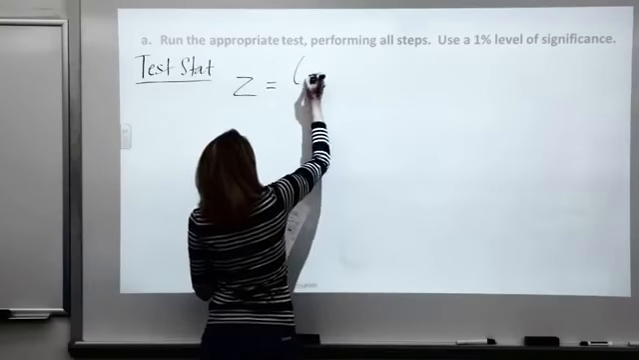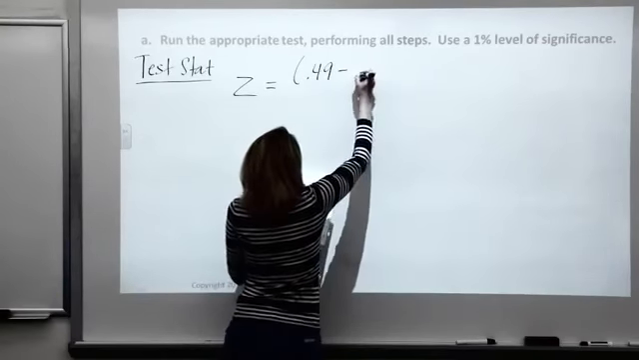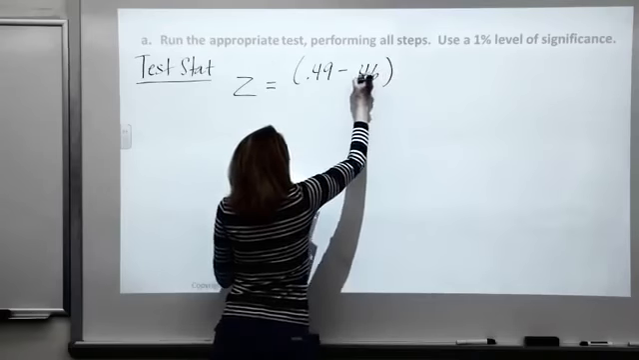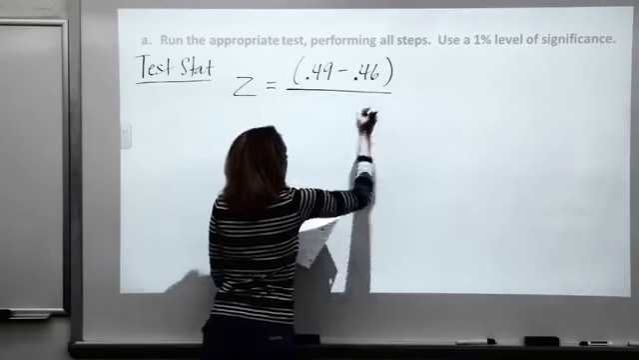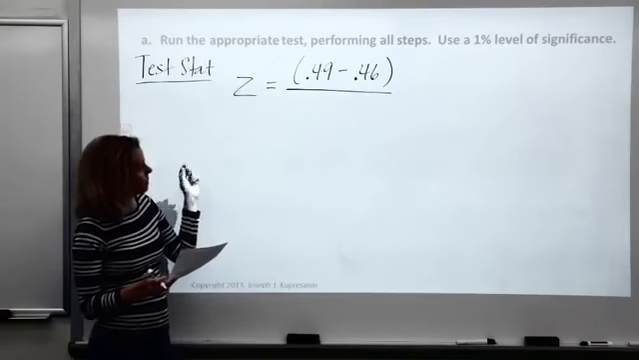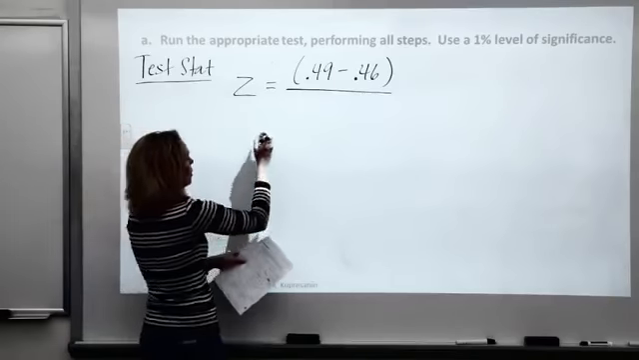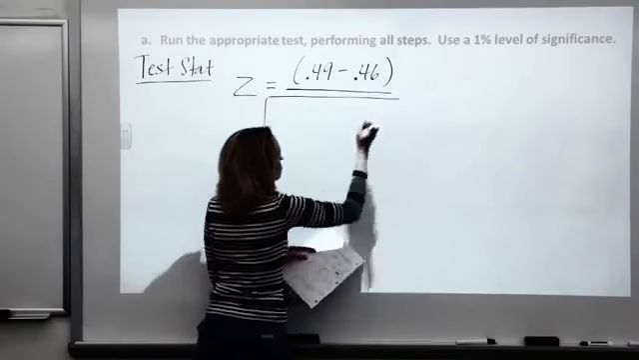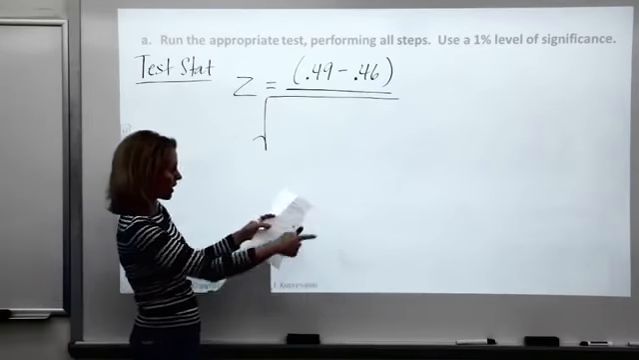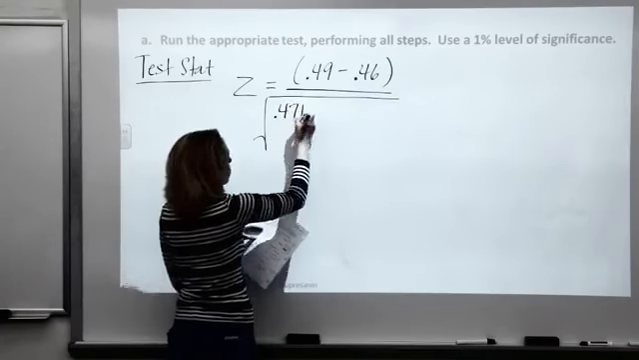So at Cecil, this was 0.49. At Hartford, it was 0.46. We're going to look at that difference. And then we'll divide by the standard error where we're using that pooled p-hat value. So we'll take a big square root. The pooled p-hat value that we previously had up here was 0.471.